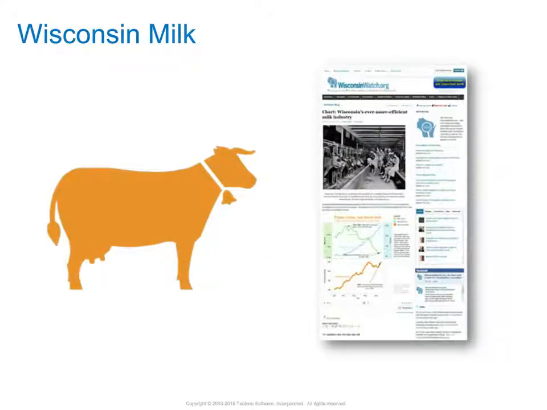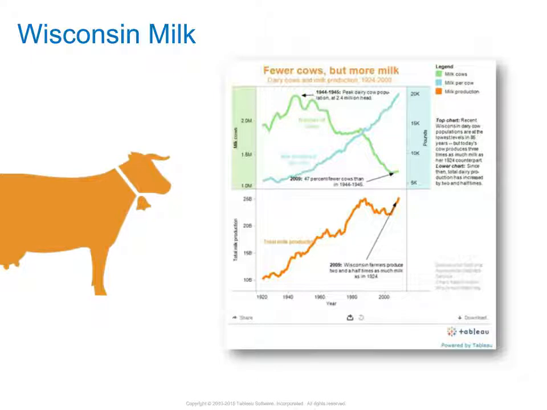Here's an example from Tableau Public of this kind of sharing. There's a blog in Wisconsin, an investigative journalist blog, and they did a post on Wisconsin milk production. In this blog, they show that the orange line down here, the total amount of milk production, has been going up, even though the cow population in the green line has been dropping.